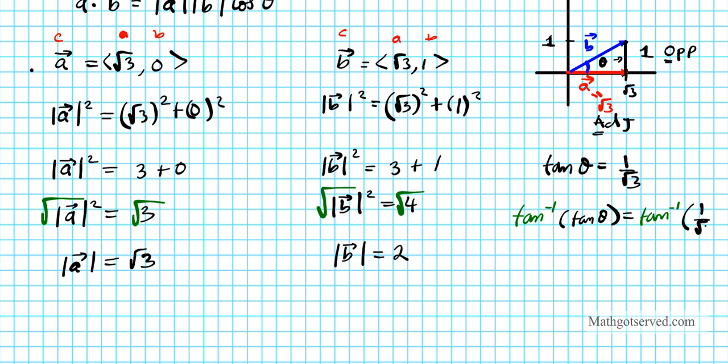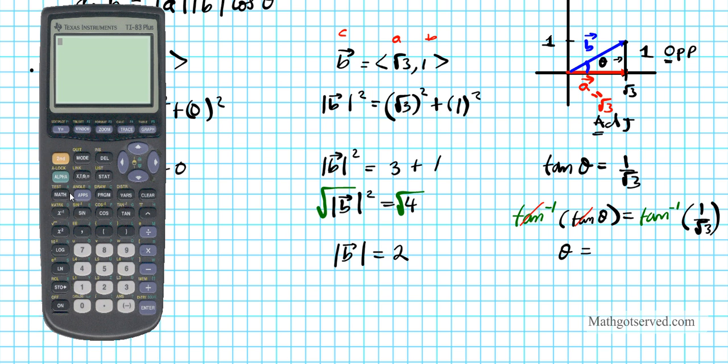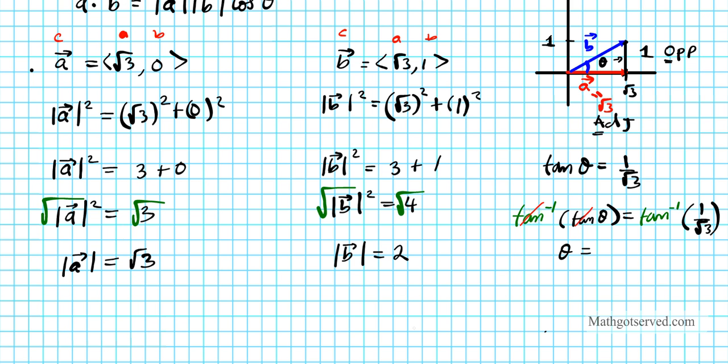1 over root 3. Okay? All right, so let's work that out with our calculators for the inverse tan of 1 over root 3. But before we do that, on the left side, notice that the tan and the inverse tan cancel out. So we're going to have theta equals, now we're going to enter that. The inverse tan, second function tan, 1 divided by the square root of 3. Enter. 30 degrees. So theta is going to be 30 degrees here. Okay, so theta is 30 degrees.